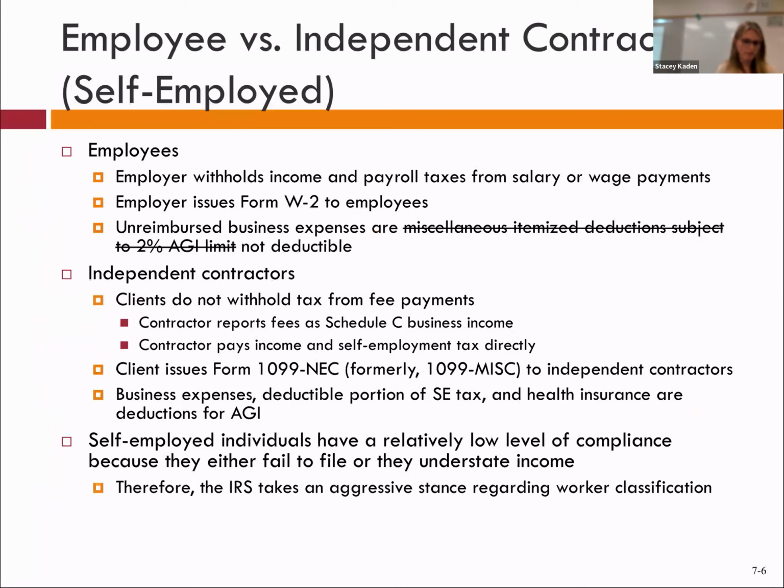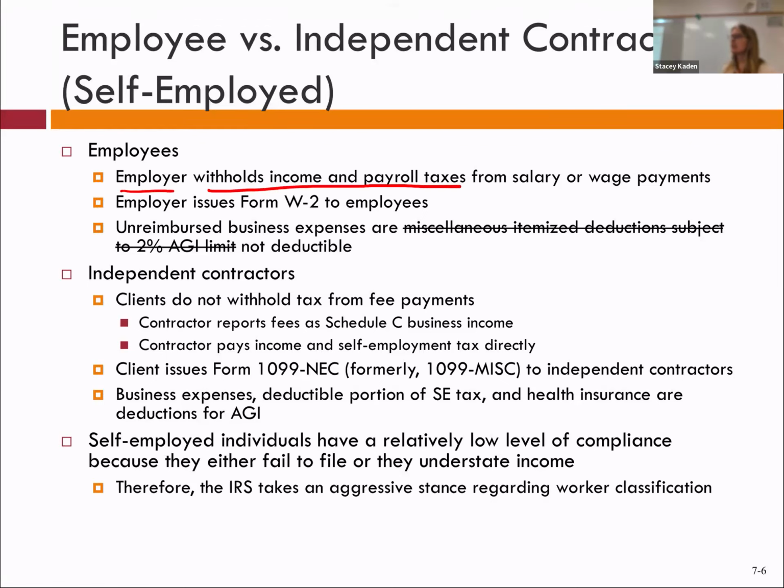Okay. Why does this matter? We all pay taxes, right? Well, it matters because employees generally have a much higher compliance with the tax system, income tax system. Their employer is going to withhold income and payroll taxes.